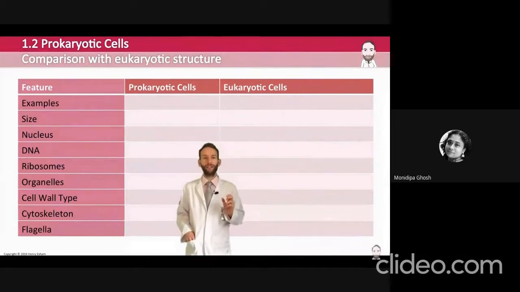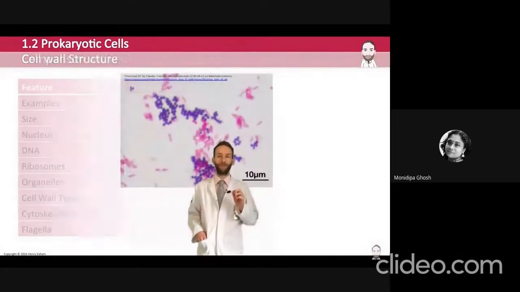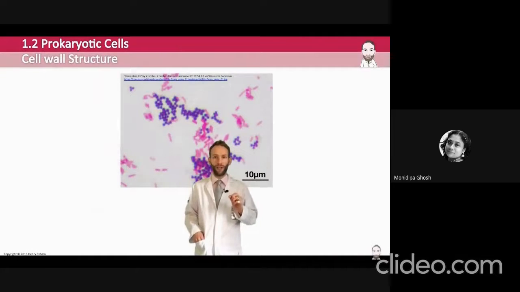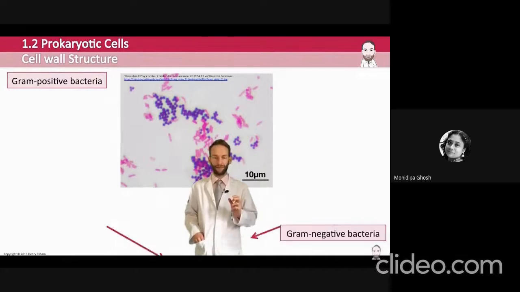Now, as already mentioned in the video, there are actually two types of prokaryotic cell wall. This was discovered by a Dutch scientist called Christian Gram in 1884, and he developed a specialized staining procedure which showed up that there were these two types of bacteria. One of which he called gram-positive bacteria, and one which are called gram-negative bacteria.